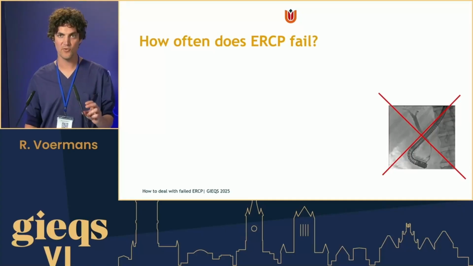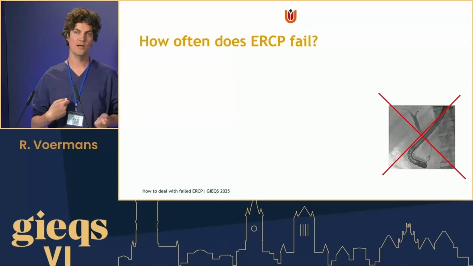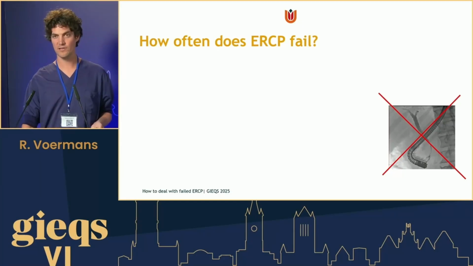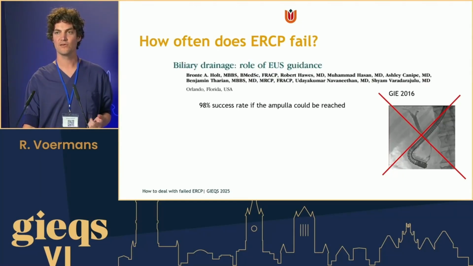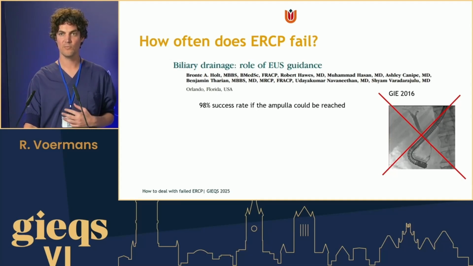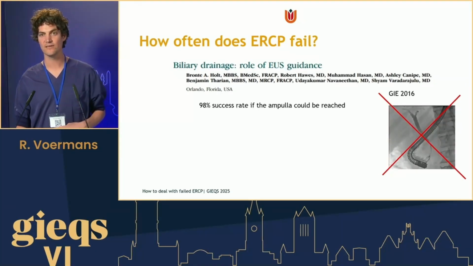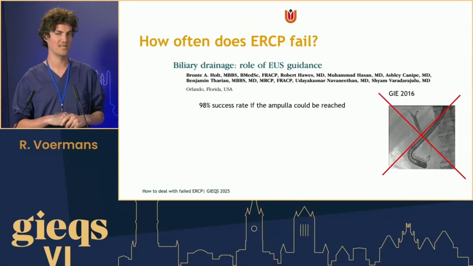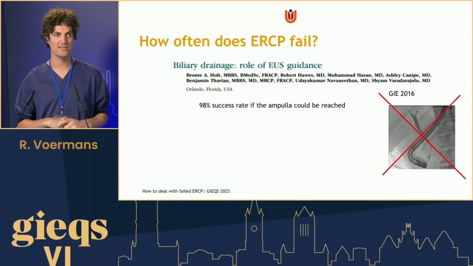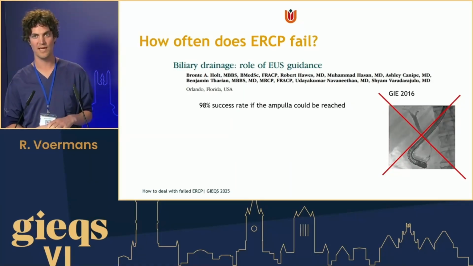But first, if you talk about failed ERCP, then you have to know, is this a real problem? How often does this happen? If you look at this article, published about 9 years ago from Orlando, a super high-expertise center, when they reached the papilla they had a 98% success rate of biliary cannulation. So if you see these numbers, you think, why should we talk about failed ERCP anyway?